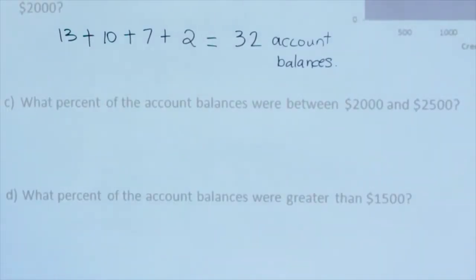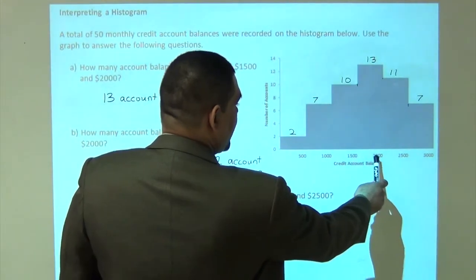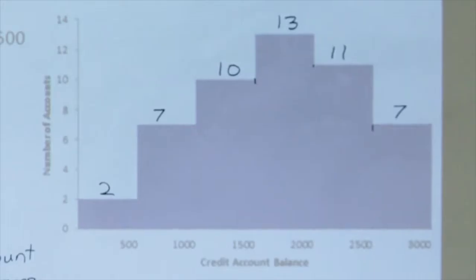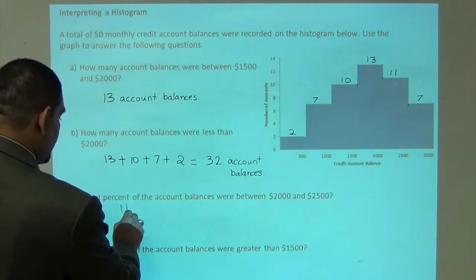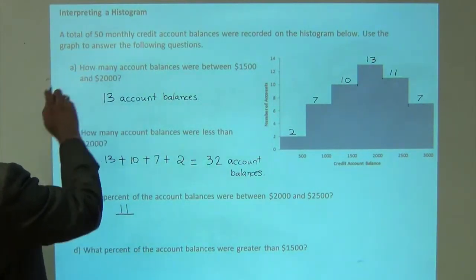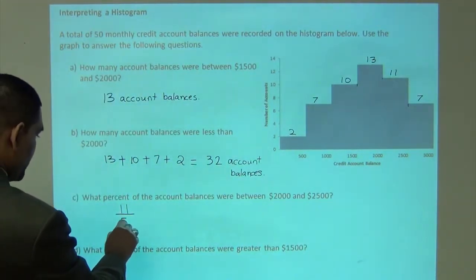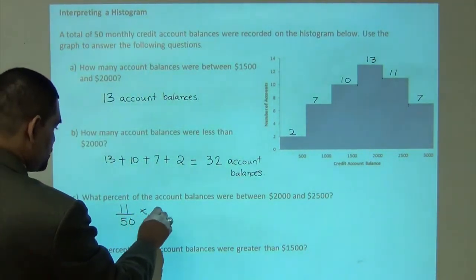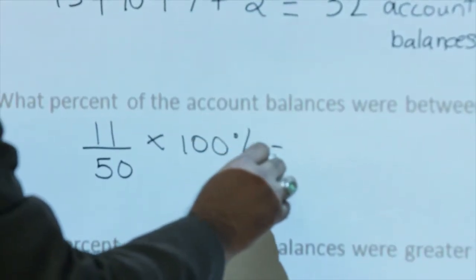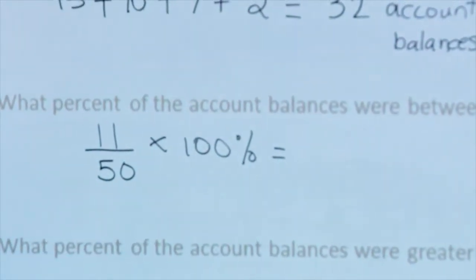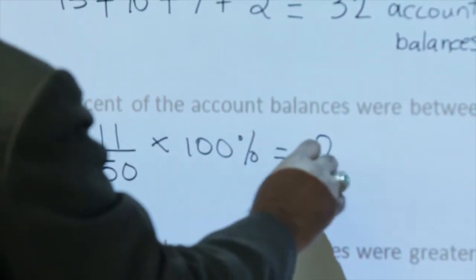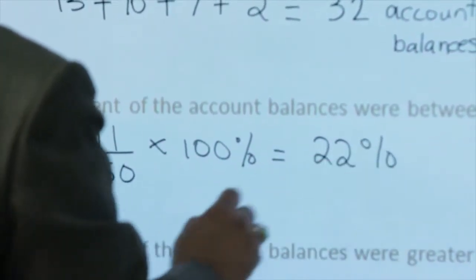The third question: what percent of the account balances were between 2,000 and 2,500? So we go back and look at the histogram. Between 2,000 and 2,500 is 11. But in the beginning of the question, they gave us the total credit account balances, which was 50. So it's 11 over 50 times 100%. And after doing this function, you should get 22%.